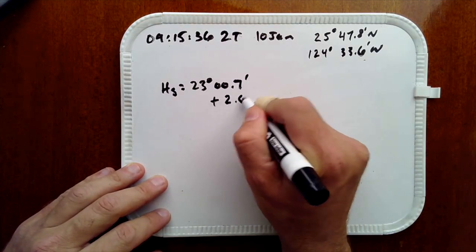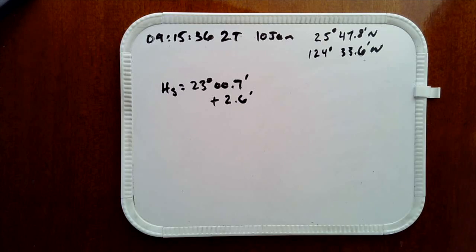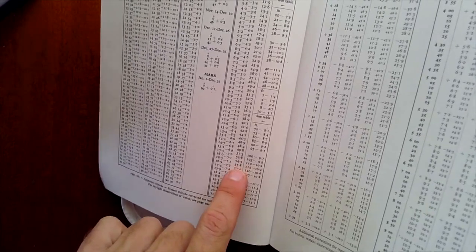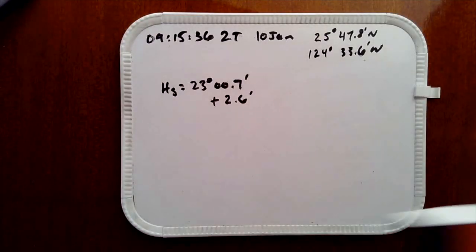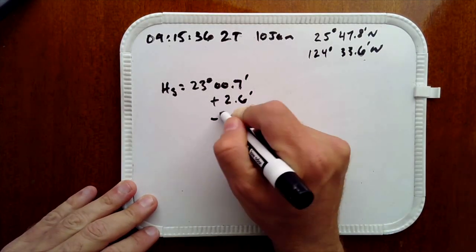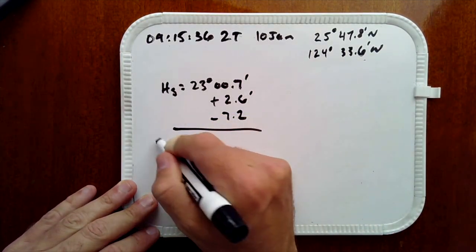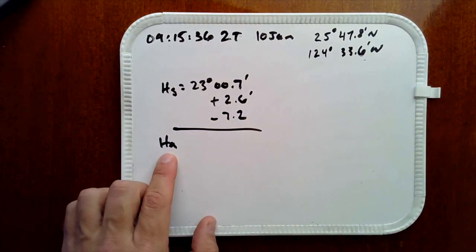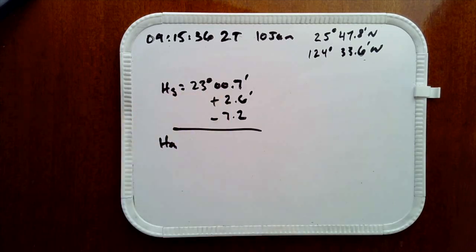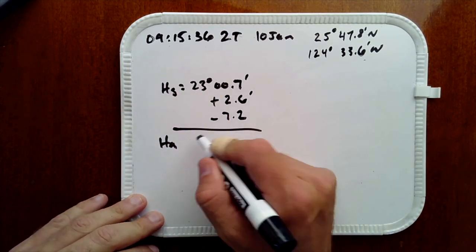In the problem, it mentions that our index correction is going to be plus 2.6, and we need to look up our dip correction because we've got a height of eye of 55 feet. So for a height of eye of 55 feet, we're going to have a correction of negative 7.2. That's going to get us to our height apparent. Height apparent is height of sextant corrected for index error and dip, and that's 2256.1.